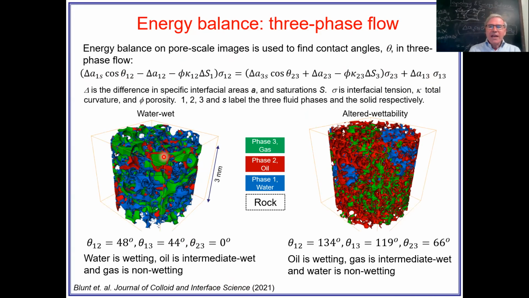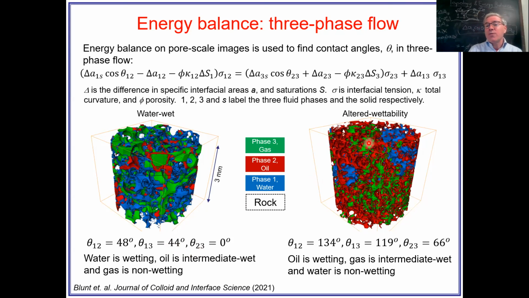What we find in a water wet case, the contact angle between oil and water is 48 degrees. Controversial. It's a spreading system, so this is gas oil. Phase 3 is gas. So the gas oil contact angle is 0, and of course that means that gas is also non-wetting to water. The gas water contact angle.